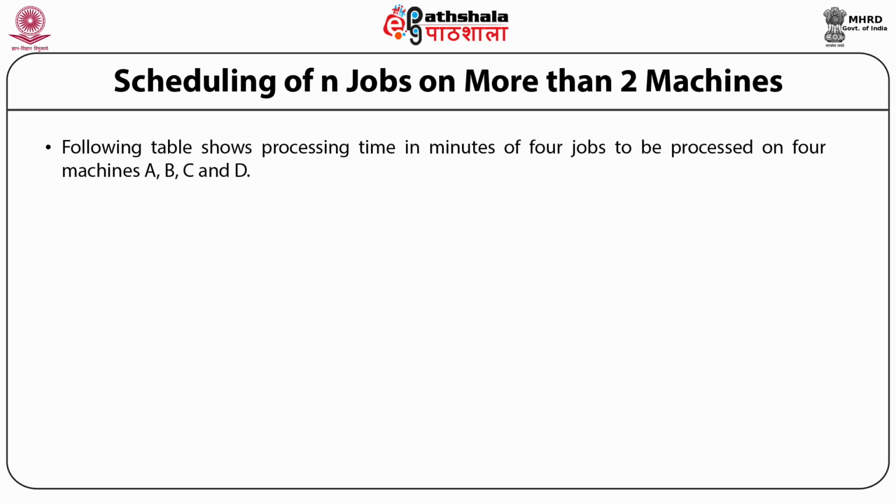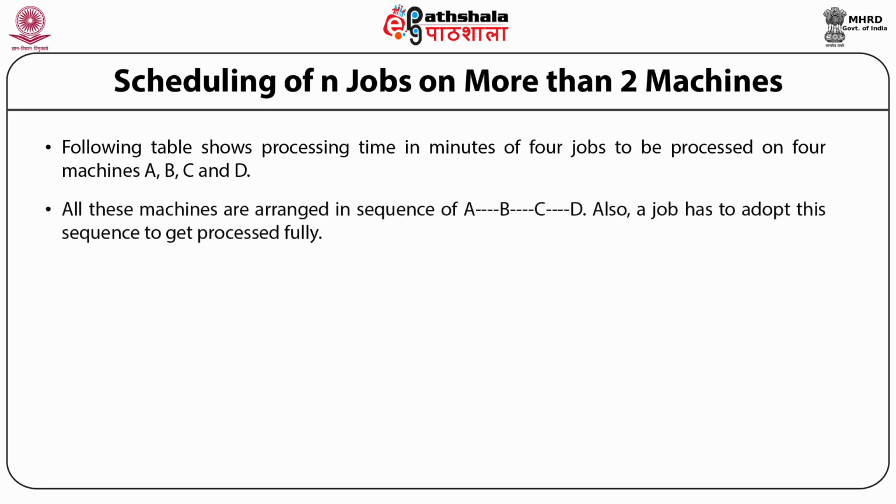The following table shows processing time in minutes of 4 jobs to be processed on 4 machines A, B, C and D. All these machines are arranged in sequence A, B, C, D. Also, a job has to adopt this sequence to get processed fully. Find the sequence of job and idle time for each machine.